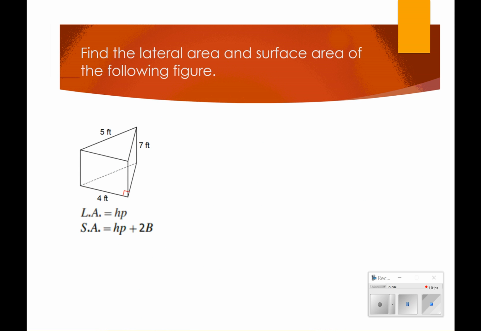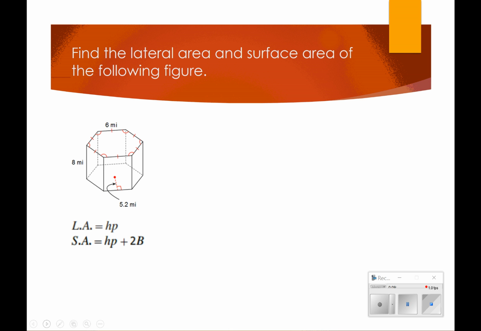Okay, let's look at another example. This time we have a hexagonal prism. If it's regular, notice all our angles on the sides are the same. So we can say that our perimeter is 6 times, I've got 1, 2, 3, 4, 5, 6 sides. 6 times 6, so the perimeter is 36. Big B is the area of the base. Our base is the hexagons.